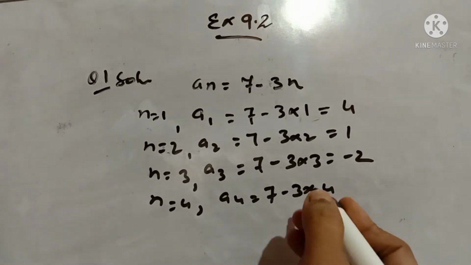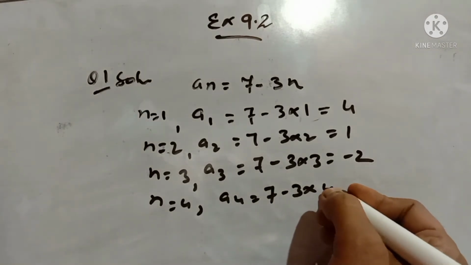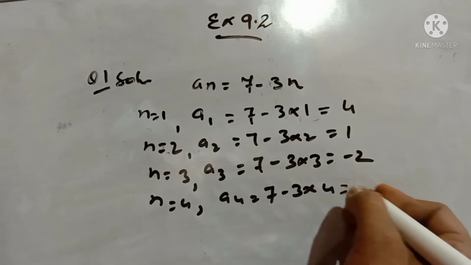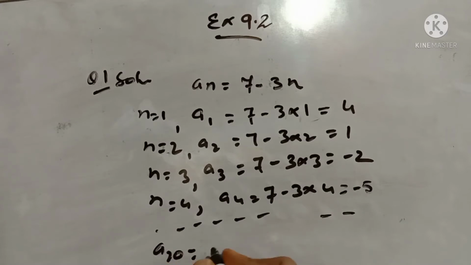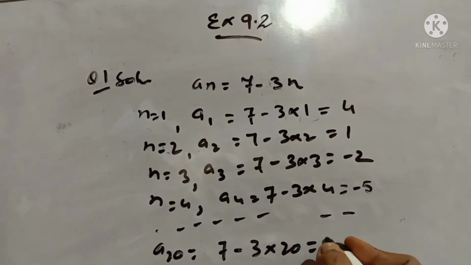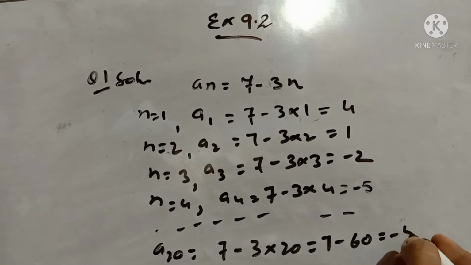7 minus 3 into 3 equals minus 2. N equals 4, at that time a4 equals 7 minus 3 into 4, which is minus 5. Therefore the AP is 4, 1, minus 2, minus 5, and so on. We have to find out what? The 20th term, a20, equals 7 minus 3 into 20, which is 7 minus 60 equals minus 53. This is our required answer.